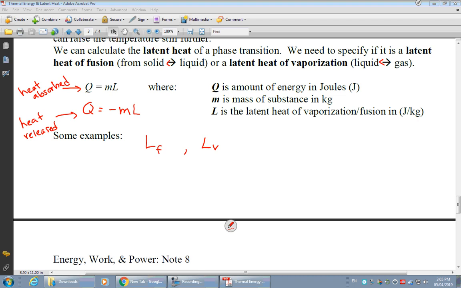Now, we can also see that in order to make all the units work, latent heat must be measured in joules per kilogram, because it literally means how many joules of energy do I need to change the state of a certain number of kilograms of a substance. So it's in just joules per kilogram. So make sure you're keeping your units in that form.